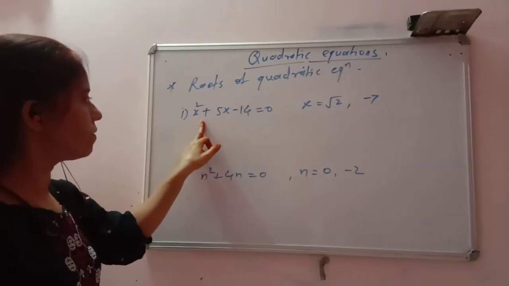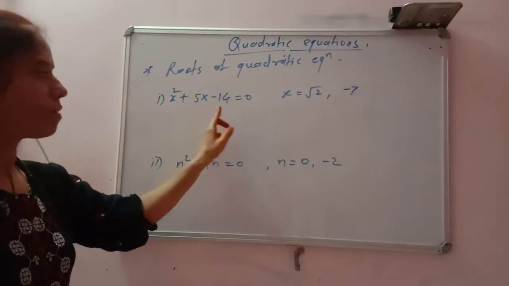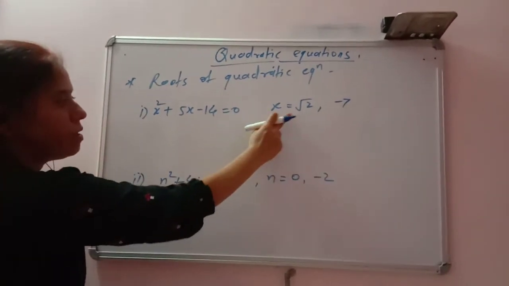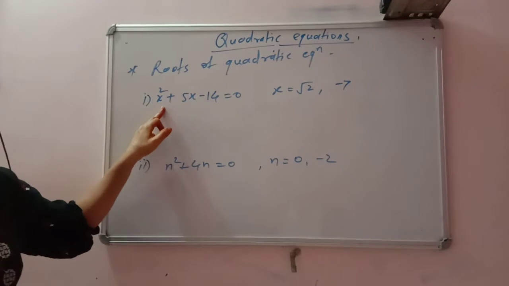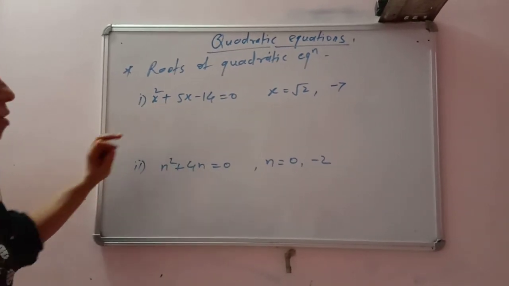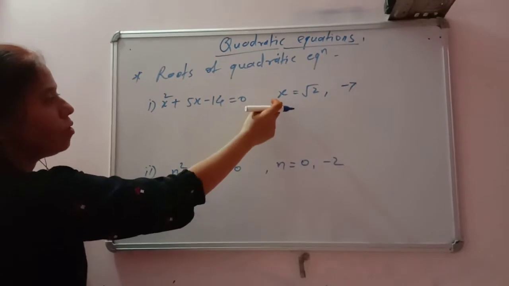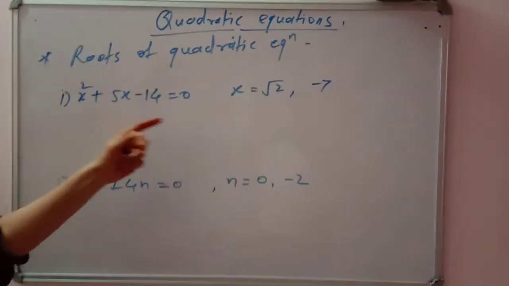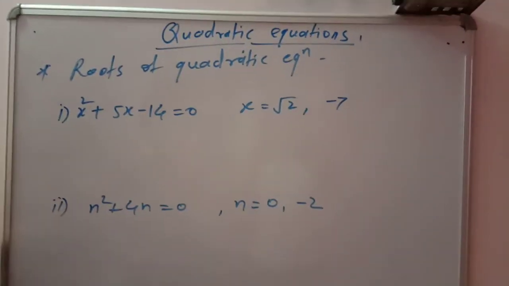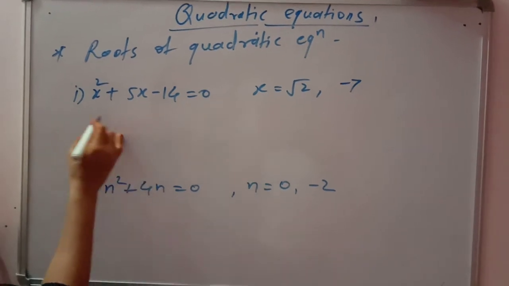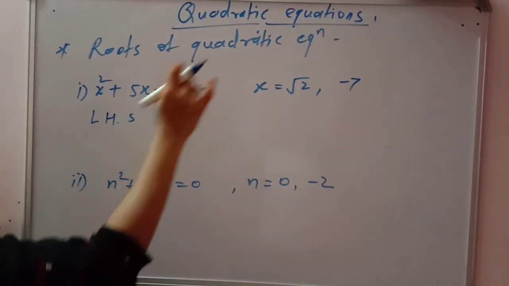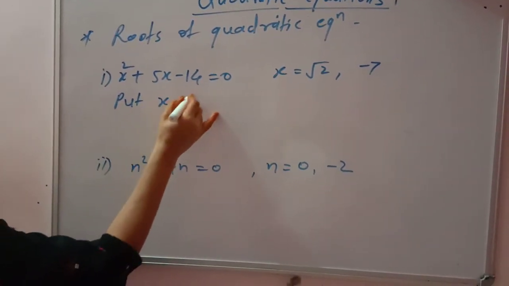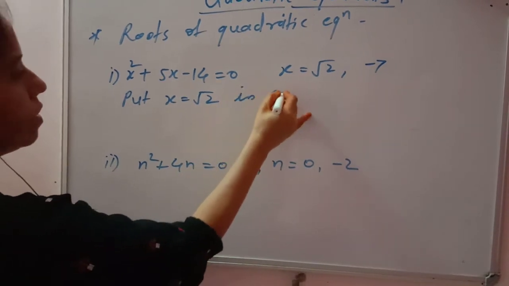Now see, the equation is given, a quadratic equation, that is x square plus 5x minus 14 equal to 0, and the values are given here and you have to check whether these values are roots of this quadratic equation or not. So what we have to do there, we have to put x equal to root 2 in this equation and see whether the two sides LHS and RHS become equal or not. Now RHS is already 0 here, so you have to check LHS. Before that, put x equal to root 2 in the given equation.